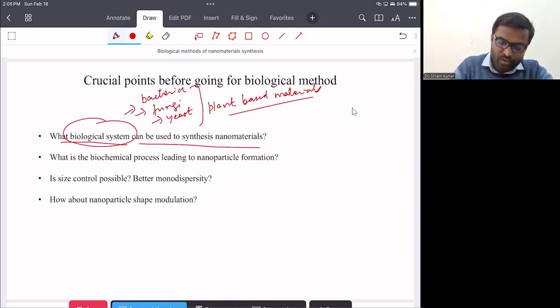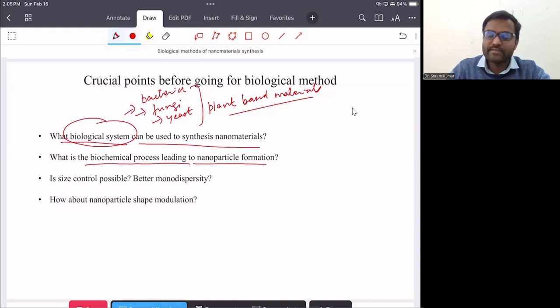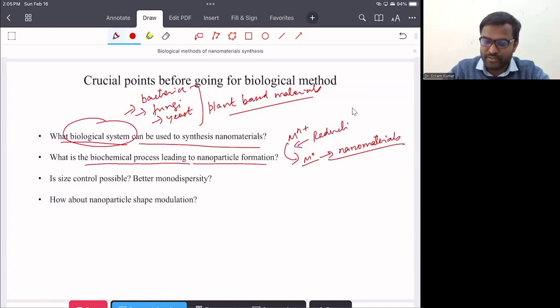And the second important question is: what is the biochemical process leading to nanoparticle formation? We need to understand why this biological system converts the metal ion to metal zero, or M0, and that leads to the formation of nanomaterials. So we need to understand the biochemical process behind this kind of reduction process.